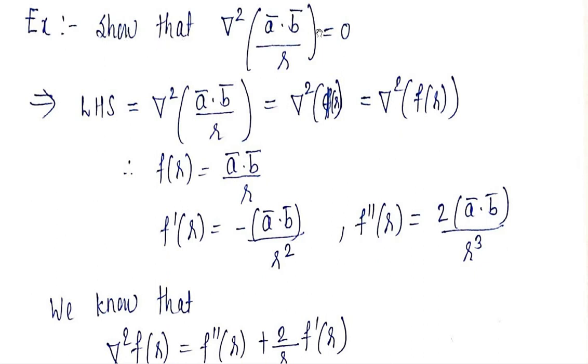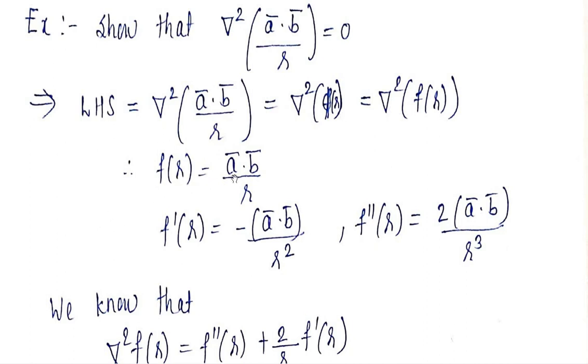Show that del square of (A dot B by R) is equal to 0. To show this, we consider the LHS as del square of A dot B by R. A dot B is a scalar quantity as well as R is a scalar quantity, so the whole becomes a scalar quantity. This scalar quantity we can denote by f of R, because this is in terms of R. So del square of f of R.